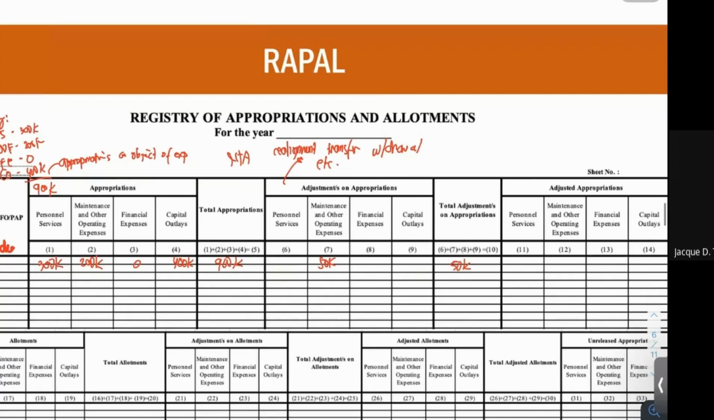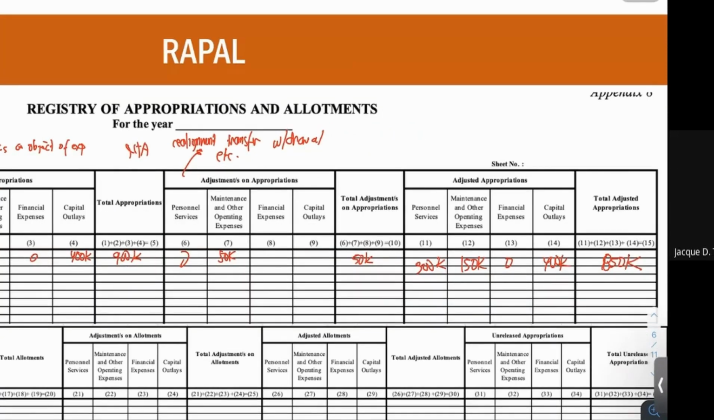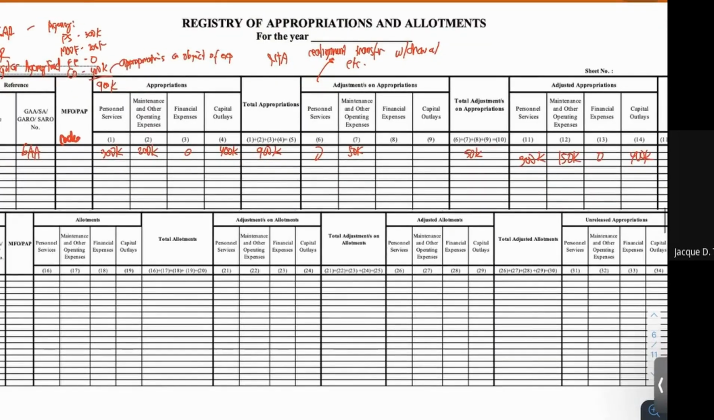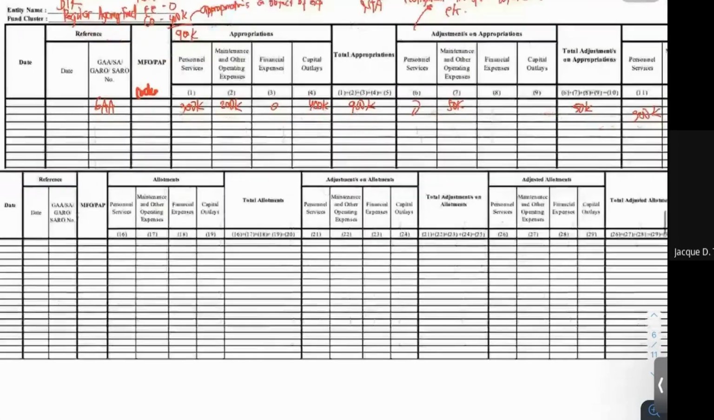After that, you will have your total adjusted appropriation. Our total adjusted appropriation now, therefore, is 850,000 pesos. 850,000 pesos as our total adjusted appropriations. Now, after our appropriations, the next portion should have been the allotment, meaning DBM will now allot the money to the particular agency. So in our allotments, this is the allotment portion of our RAPAL.